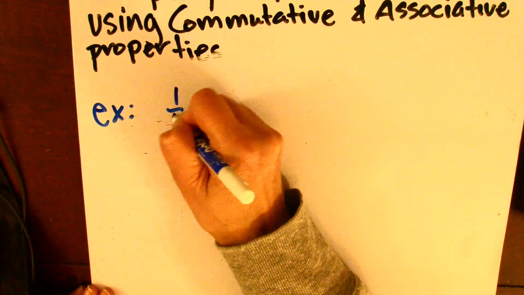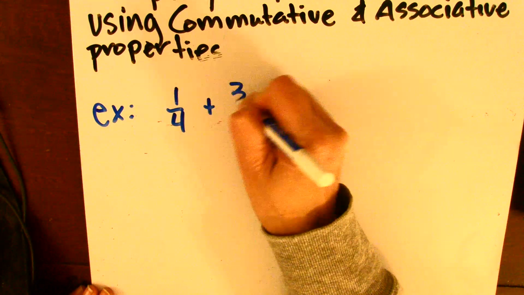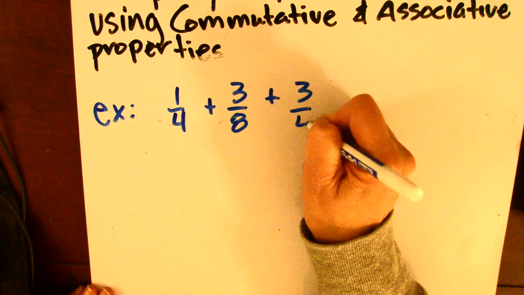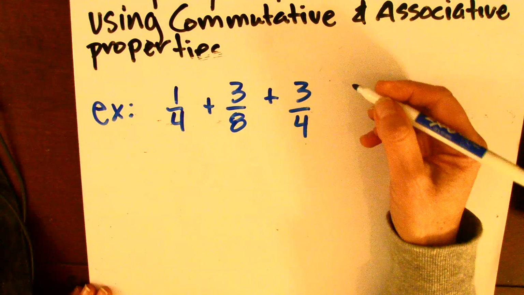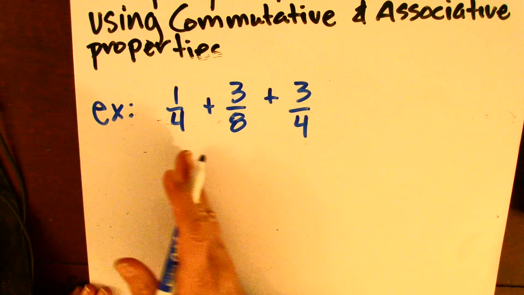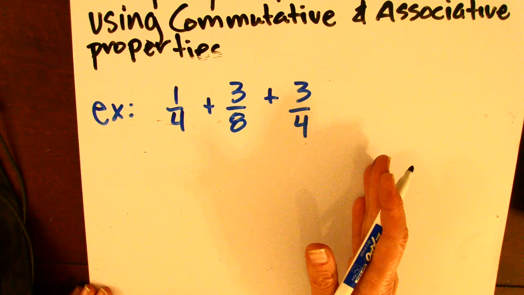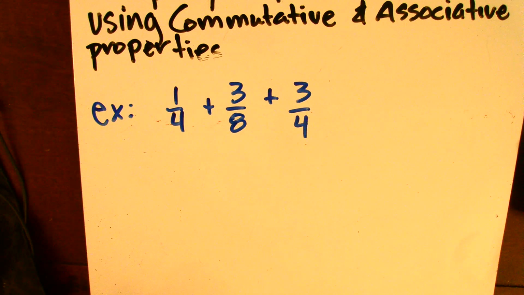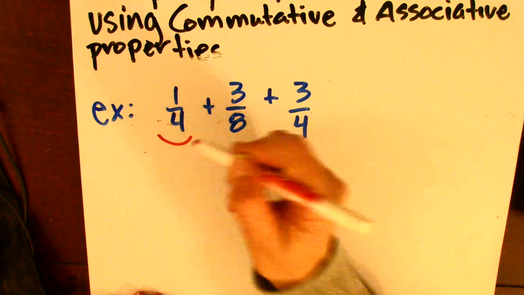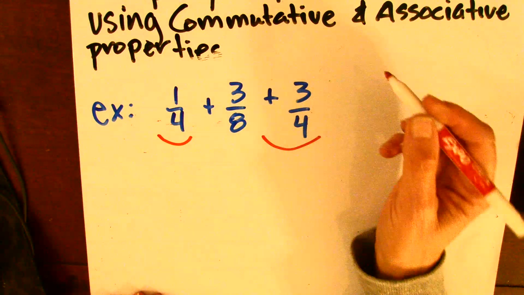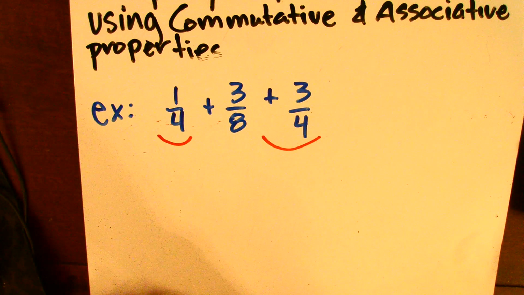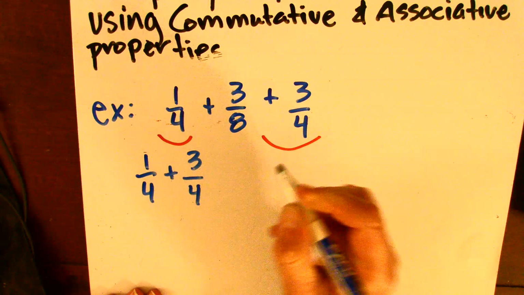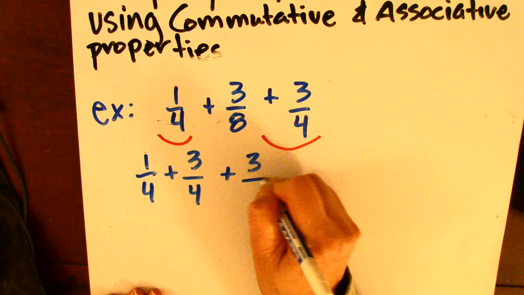In this one, we have 1/4 plus 3/8 plus 3/4. Now, instead of just finding a common denominator and adding from left to right, we could apply commutative property and combine the terms that look similar. I have a positive 1/4 and a positive 3/4. So if I add those together, I get 1/4 plus 3/4, and then I can add the 3/8.